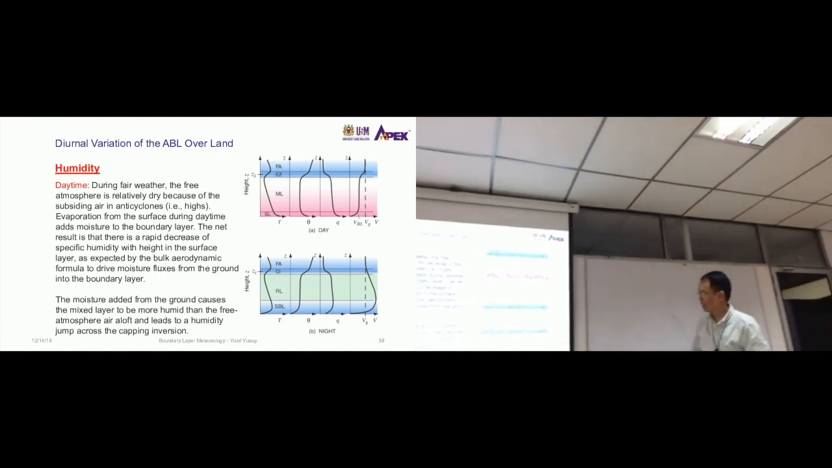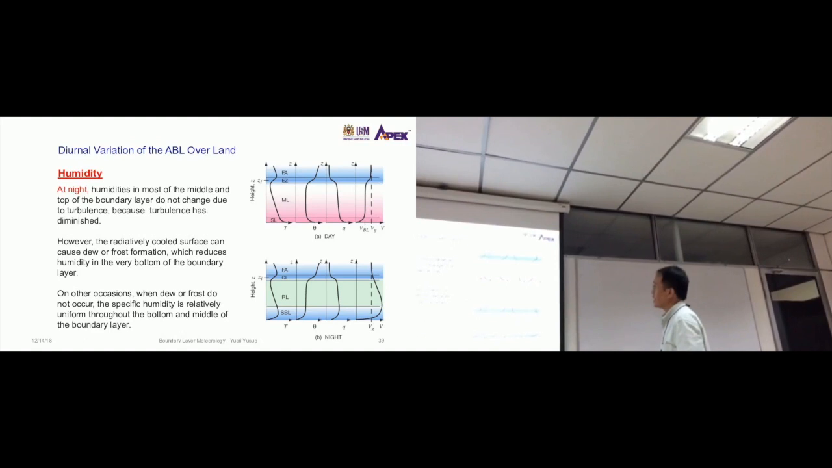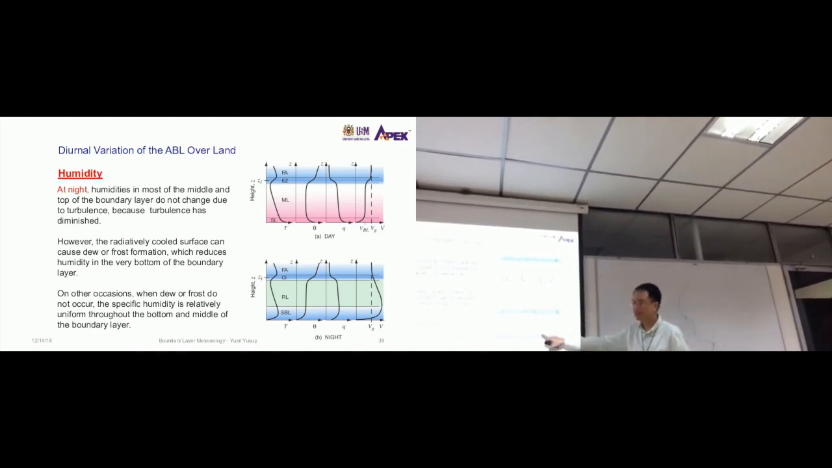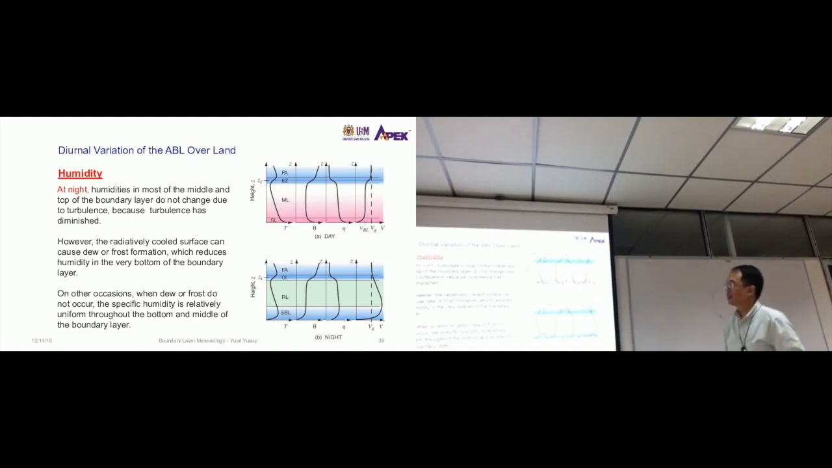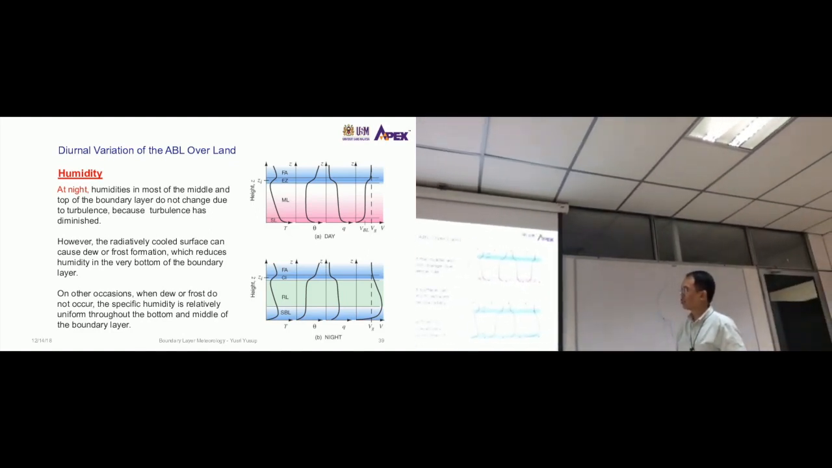Now at night is this one. So at night, looking at this, ignore that, that one's during the day, this is during the night. So at night, humidities in most of the middle and top of the boundary layer do not change due to turbulence because turbulence has diminished. However, the radiatively cool surface can cause dew or frost formation, which reduces humidity in the very bottom of the boundary layer. So let's take a look.